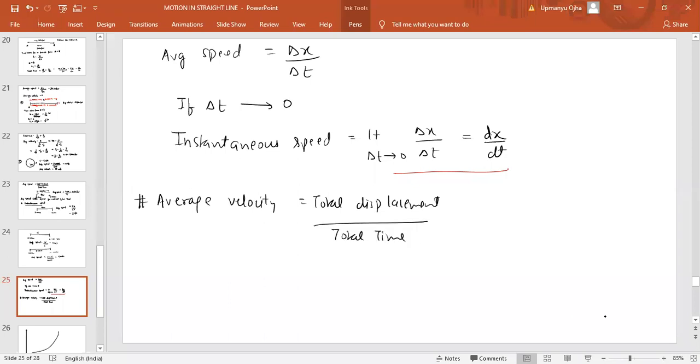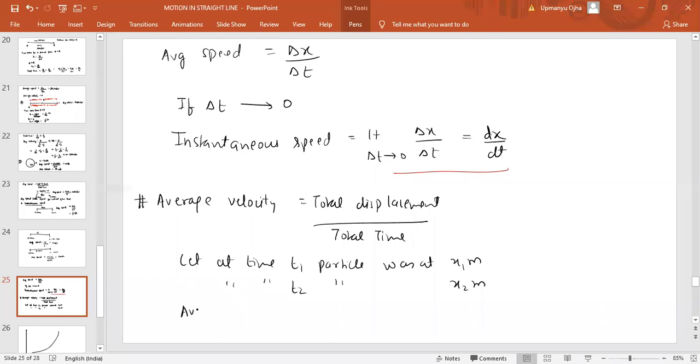Total time taken. Okay, that was the average speed. Now we can assume one condition: at time t equal to t1 second, the particle was at x1 meter. At time t equal to t2 second, the particle was at x2 meters. Then what was the average velocity in that case?